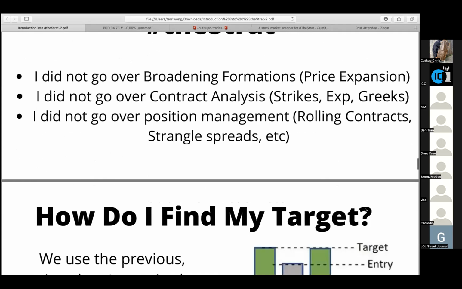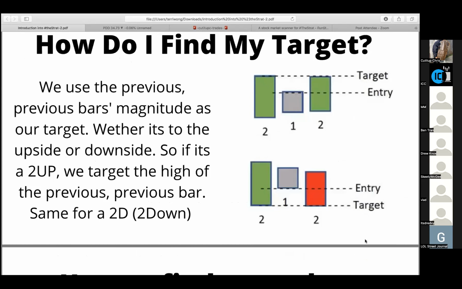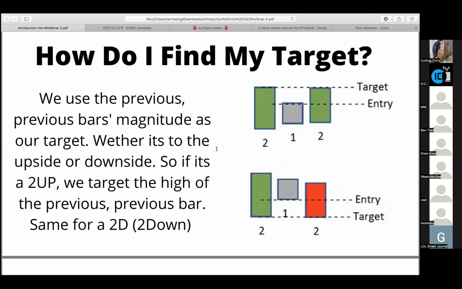So this is how, yeah, megaphone. There it is. This is how we find the target for the day. It's pretty straightforward. You're using the previous bar's magnitude as your target, whether it's a 2-up or a 2-down. I gave a 2-up scenario here and a 2-down scenario here. So if it's a 2-up, we target the high of the previous bar, and same for 2-down. So this is the current bar right here. This is the previous bar, and this one is the previous bar.